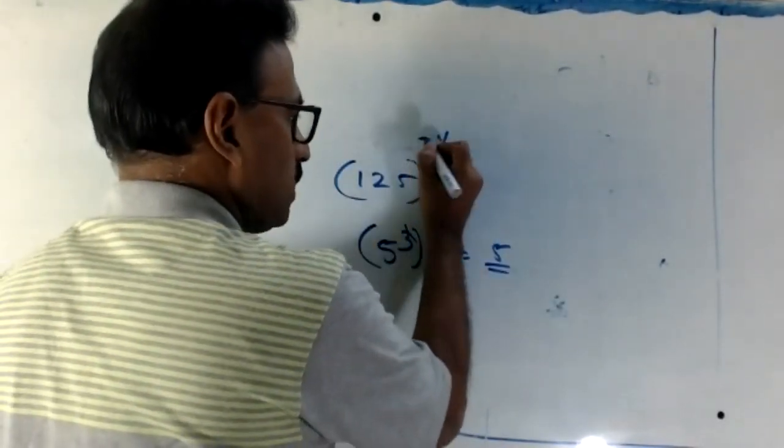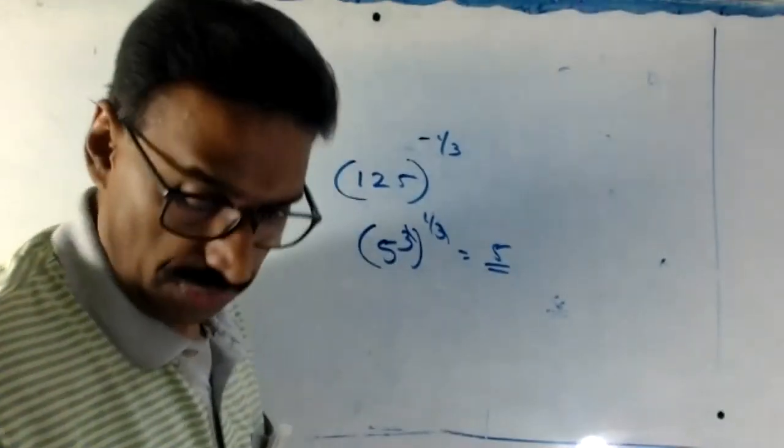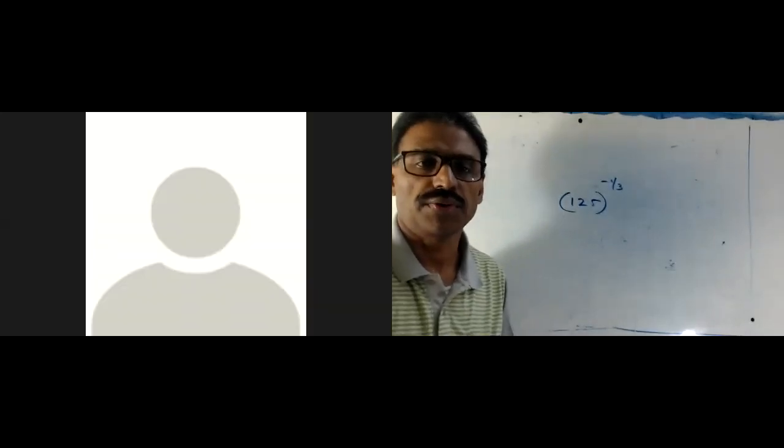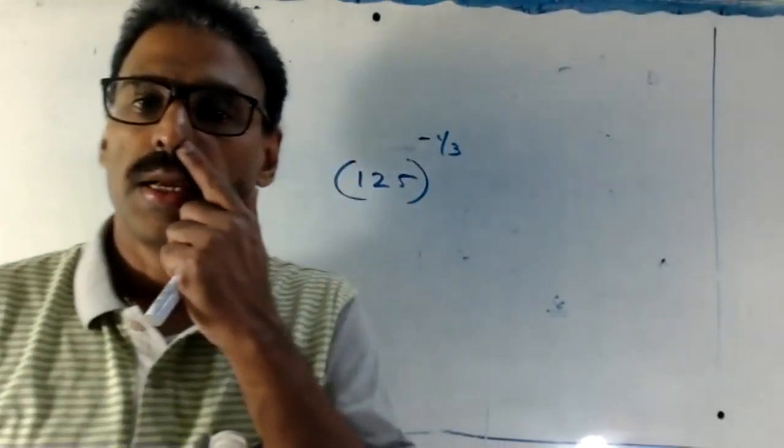So next one, same question. 125 whole raised to minus 1 by 3. Do it now.